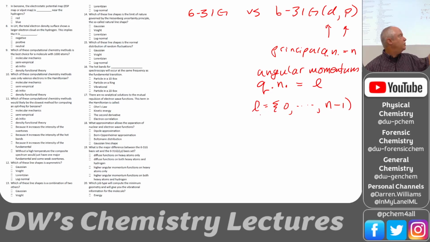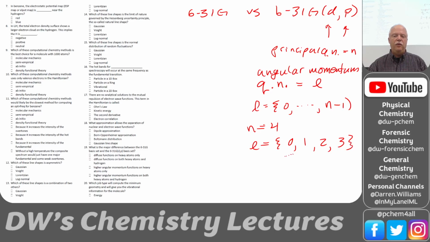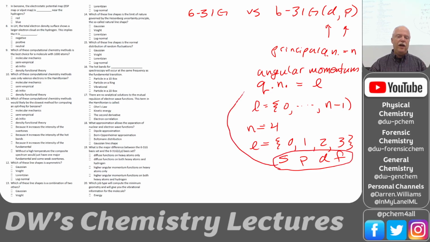And so if we have a principal quantum number of 4, then L can be 0, 1, 2, and 3, because it can go up to n minus 1. We've given those letters. That's S, P, D, F. So this is review, but right there, that ties these letters to this idea of angular momentum.